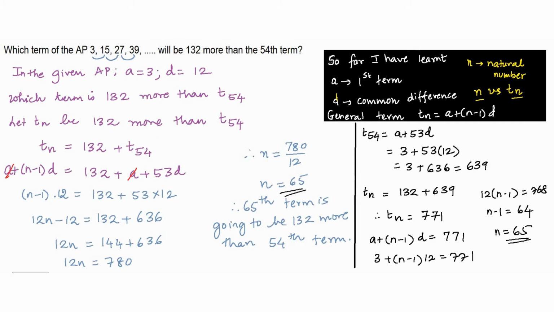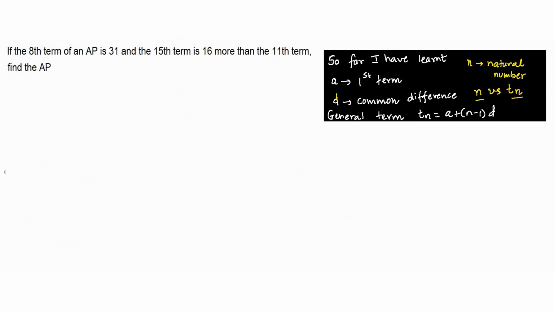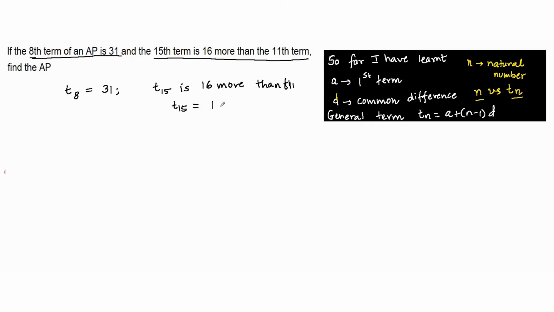Moving on to the next question. In the following question, it's given that the 8th term of the AP is 31. So let's note that down. It's given that T8 is 31. And the 15th term is 16 more than the 11th term. So what it means is the 15th term is 16 more than the 11th term. So that is T11, which means T15 is 16 more than, that is 16 plus T11, right?